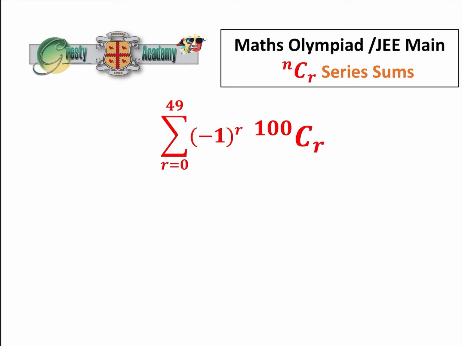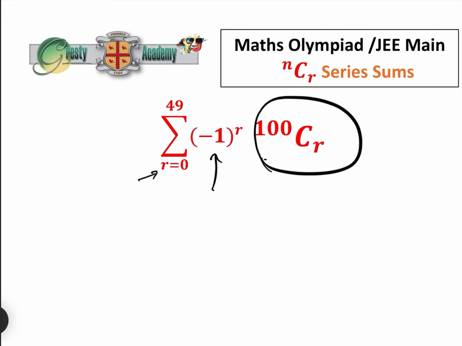Let's have a look at this little teaser. Okay, so we have to sum between r equals 0 and 49 of minus 1 to the r, 100Cr, which is the combination. Now, minus 1 to the r basically means that it's going to be an alternating series between minus and plus. But let's expand it anyway.